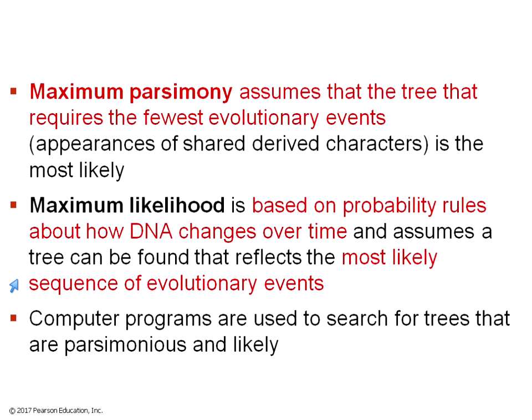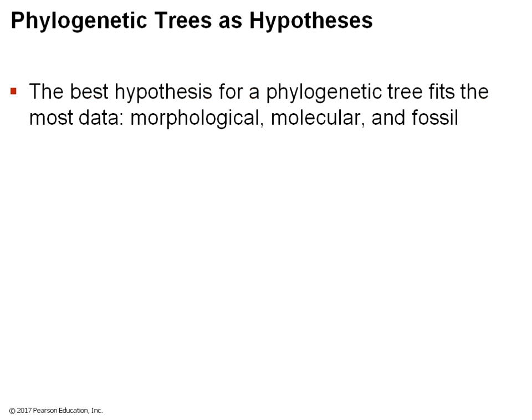Okay, so there's not necessarily one tree that's going to end up being the best overall. So kind of keep that in mind. It's something that could change quite often. The best hypothesis for making that phylogenetic tree is a tree that fits the most data. So morphological, what it looks like, molecular, what the genetic makeup is, and a tree based upon the fossil evidence as well.